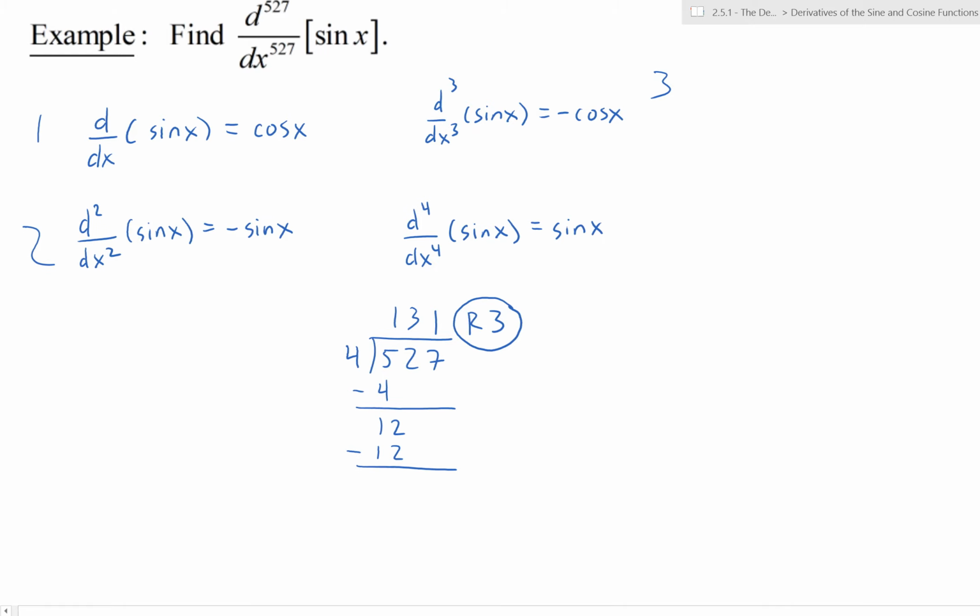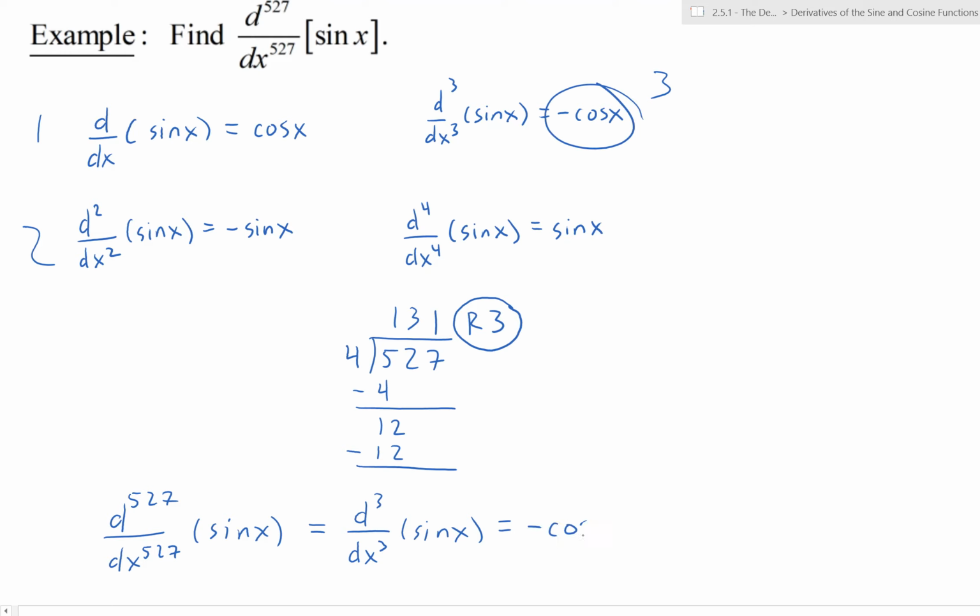So thus what we're saying is that the 527th derivative of sine of x with respect to x is really just the same thing as the third derivative of sine of x with respect to x. And of course, we already figured out what that was. It was negative cosine x. And there you have it. So something similar can be done when differentiating very high order derivatives of the cosine of x function. You would just end up in a slightly different spot than what we were right now.